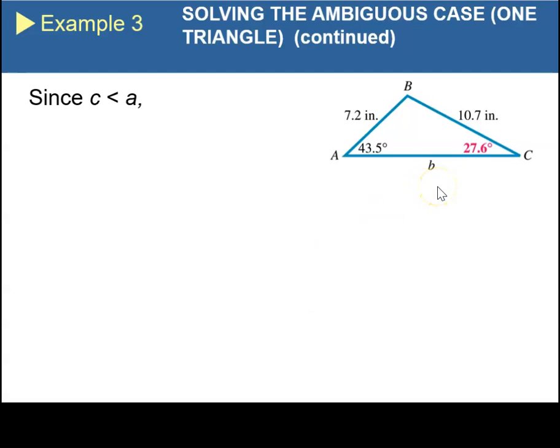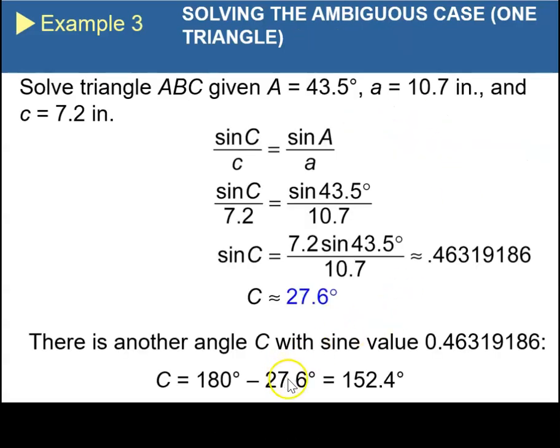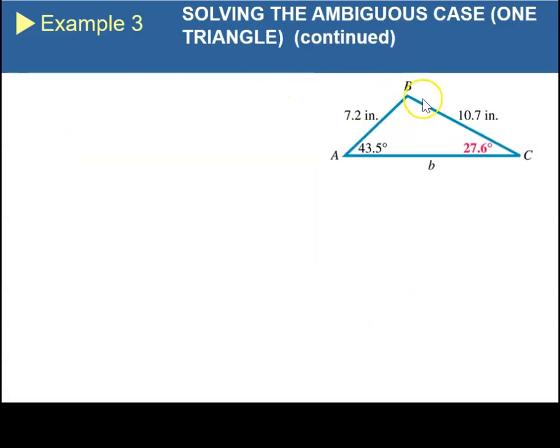Okay, so since C is less than A, hold on. This is from what we were given, and this is what we found. 27.6. We're given 43.5, 10.7, 7.2.